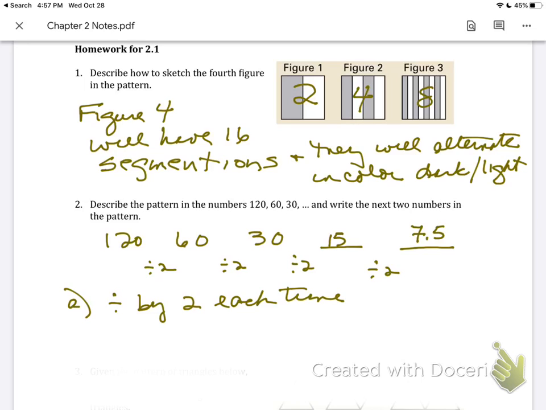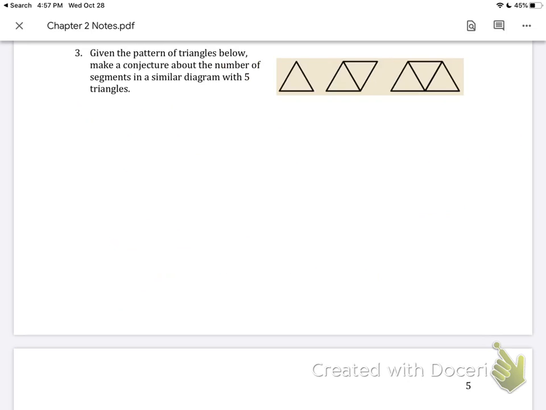Okay, so if describe the pattern was underlined in yellow, here is describe the pattern. If write the next 2 numbers was a requirement also, which it is, here are the next 2 numbers. So now I know that I've answered all the questions. So let's go on to the next page.